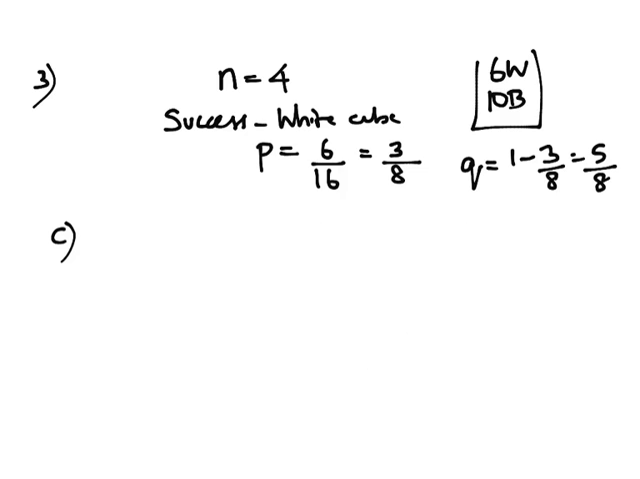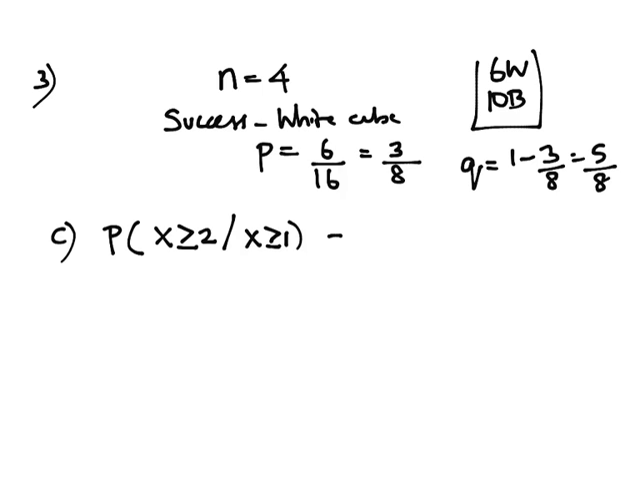What is the probability, it's a conditional probability, that there are at least 2 white cubes given that there was at least 1 white cube? That means P of x greater than or equal to 2 given that x is greater than or equal to 1.